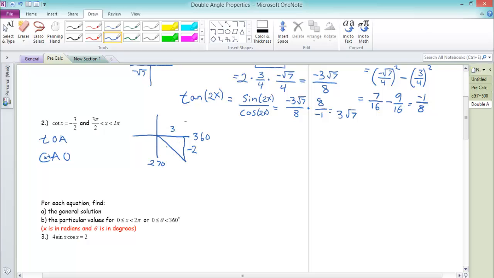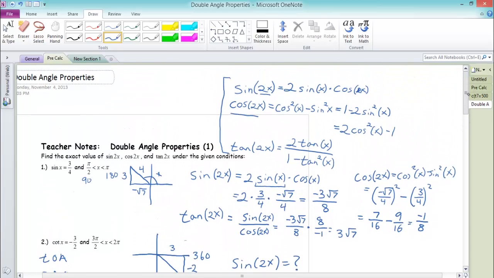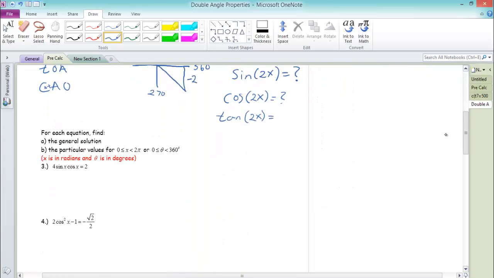And I can figure out using my Pythagorean triples what this side length is. I'm going to stop here and let you do this one on your own. Remember, I want to see what the sine of 2x is, what the cosine of 2x is, and what the tangent of 2x is. For the cosine, I'll let you choose which of these 3 formulas you want to use, but I'd recommend using something other than cosine squared minus sine squared, just because I used that at the beginning.